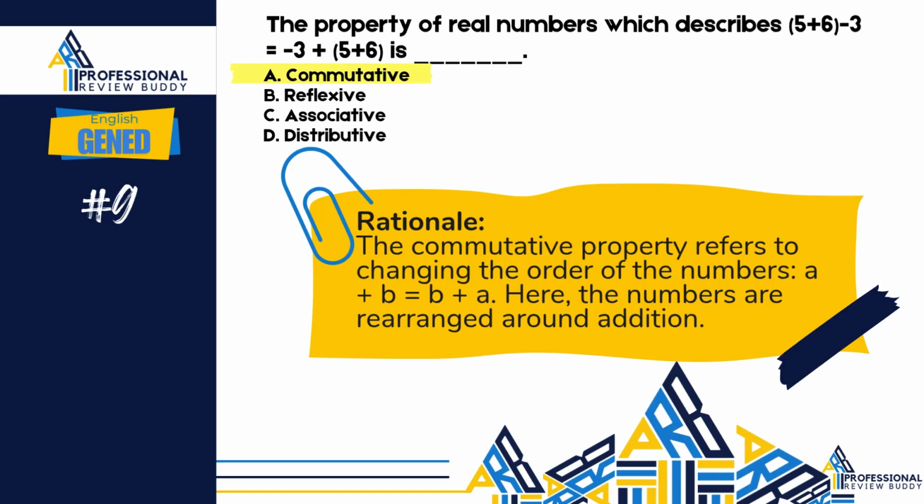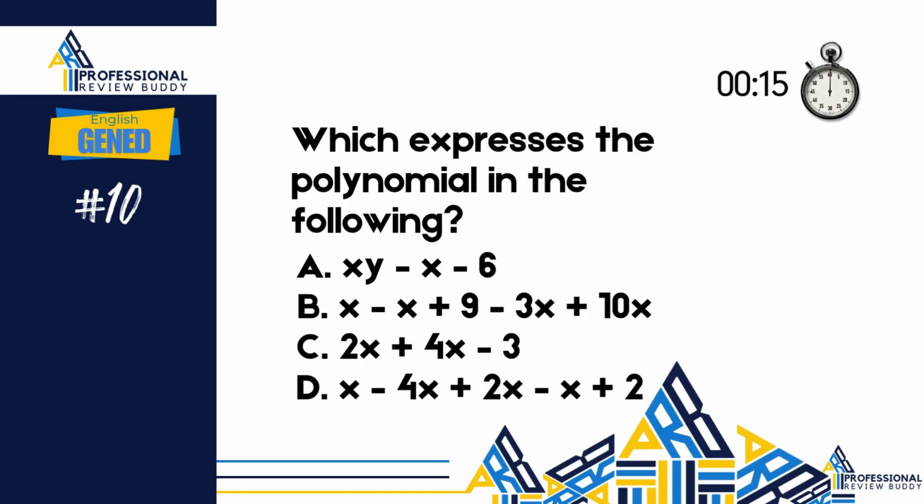The property of real numbers which describes 5 plus 6 minus 3 equals minus 3 plus 5 plus 6 is blank. The commutative property refers to changing the order of the numbers. A plus B equals B plus A. Here, the numbers are rearranged around addition.